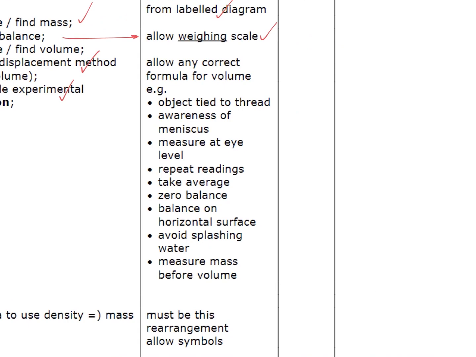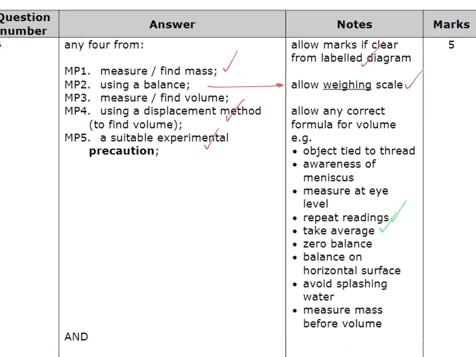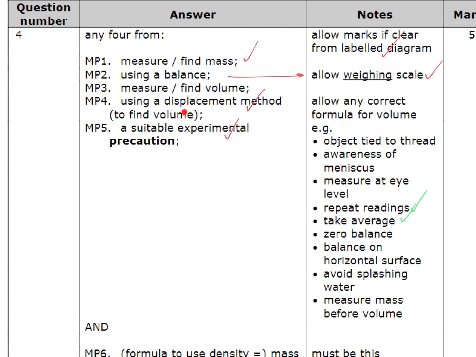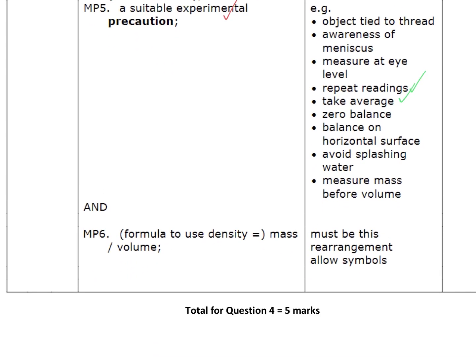Repeat the readings, which we did there. Take an average, which we said. Balance on a horizontal surface, good. Avoid splashing. So lots and lots of opportunities for you to gain these extra little marks. But I describe these as ways to finesse your answer. The bulk of the answer was achieved through the method marks here, MP 1 to 5. And these are the ways to finesse your answer, of which I got a couple rather than all of them. And then finally, of course, you need to have stated the equation which you have used as well.